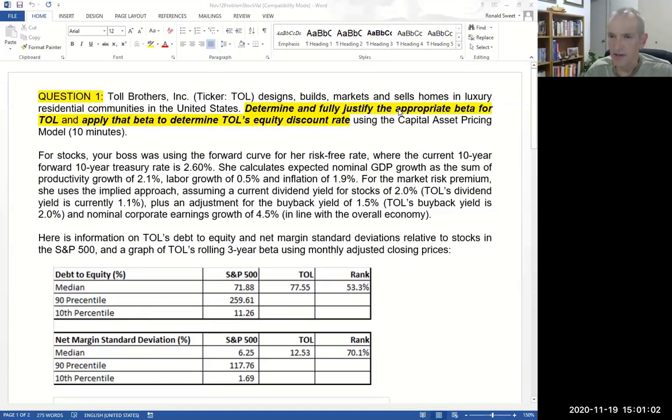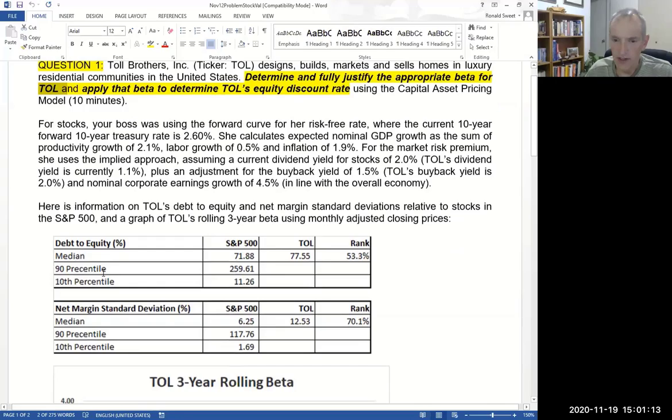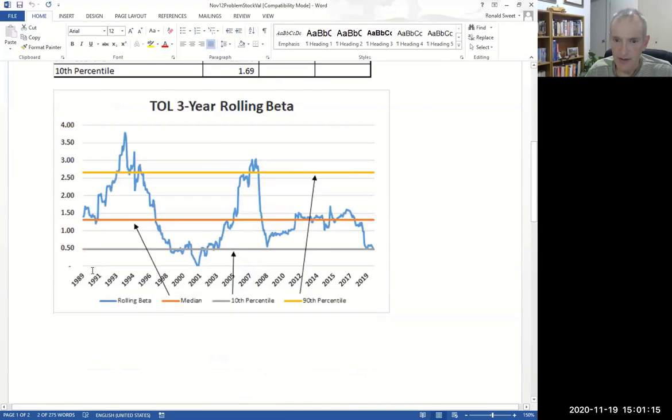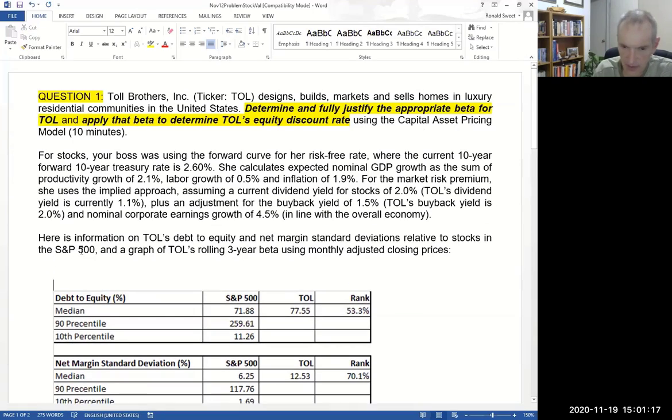So I'm giving you all these numbers for paper 3. You've got to come up with all these numbers. So we got told they build houses, so that gives you some indication of the kind of firm that it is. So what we need here is a discount rate. And so to get a discount rate, we want to get the risk-free rate plus beta times the market risk premium.